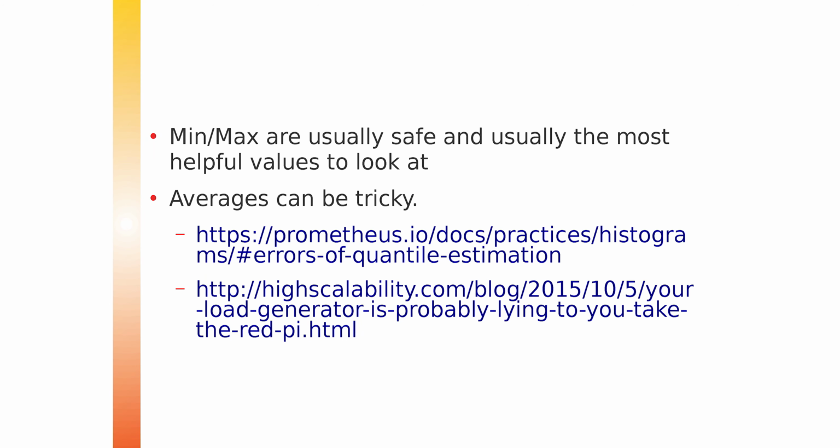When it comes to all these different types, min and max are usually the safest things to use and are actually the most helpful generally. It doesn't really matter if your average is pretty speedy if your max is pretty high.